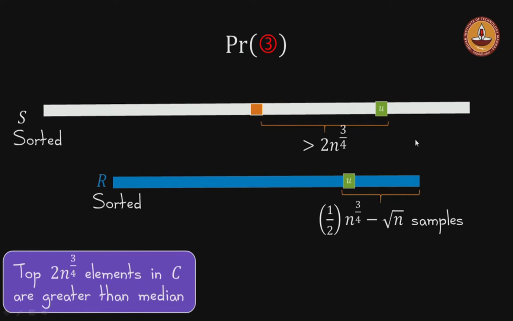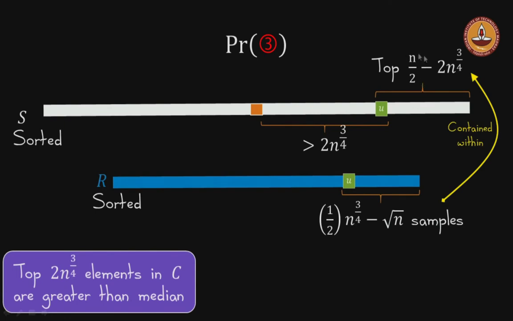Where should these samples have come from? They should have all been contained within the top n half minus 2 n to the 3/4, that is this portion. All of these elements should have been contained over here. That's how this u can get pushed to the right. Okay. I will let you stare at this picture for just a second. Okay. Why is this happening? U gets pushed to the right. It's more than 2 n to the 3/4 from the median. How is this happening? If you look at the sample set R and you look at the top portion, top half n to the 3/4 minus square root of n samples, all of them are drawn from this region. So, that is how u gets pushed so much to the right.